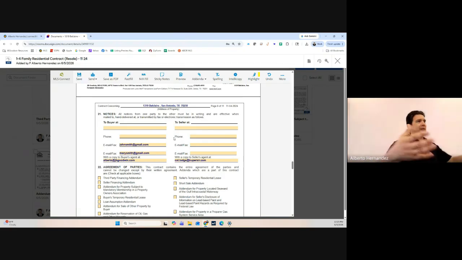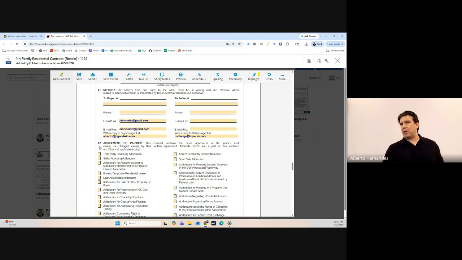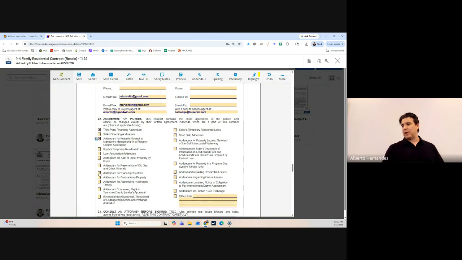Now, what you can do as a listing agent, if you did receive this and you want to include your seller's email addresses, when you're sending off for signature, you would just put a little text field in there and type in their email address. Pretty simple. Now here we're going to select all the addenda that are part of this contract: third-party financing, addendum for property subject to mandatory membership in a property association, addendum concerning right to terminate due to lender's appraisal, because this is a conventional loan.